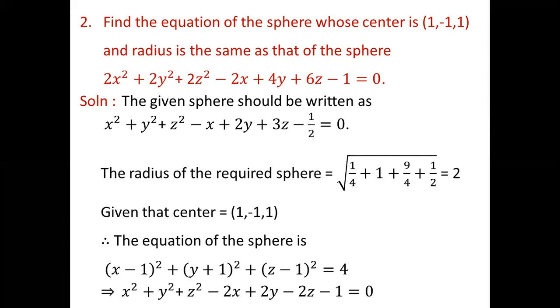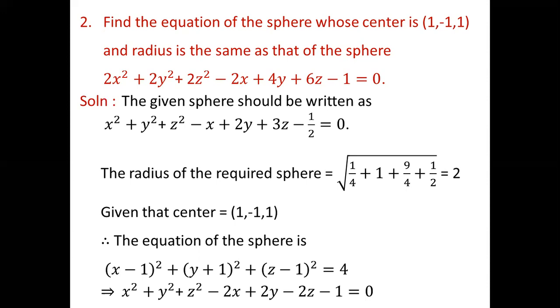So let us find the radius of the required sphere. You can see that the value of u is −1/2, v is 1, w is 3/2, and d is −1/2. Substituting into the radius formula r = √(u² + v² + w² − d) the values of u, v, w, d as −1/2, 1, 3/2, and −1/2, and simplifying, you are going to get the required radius as 2.